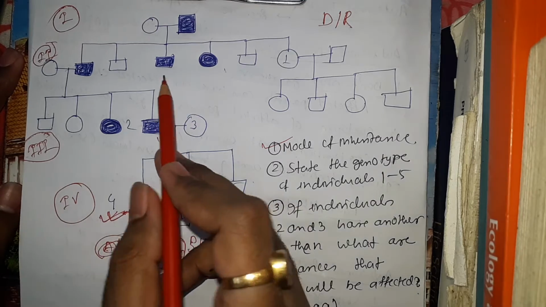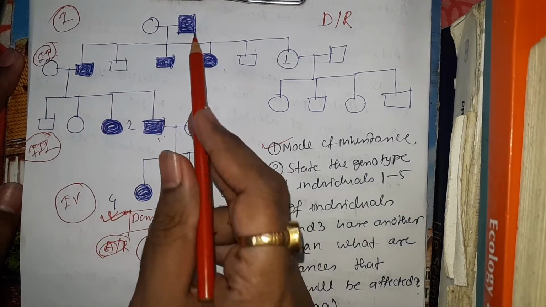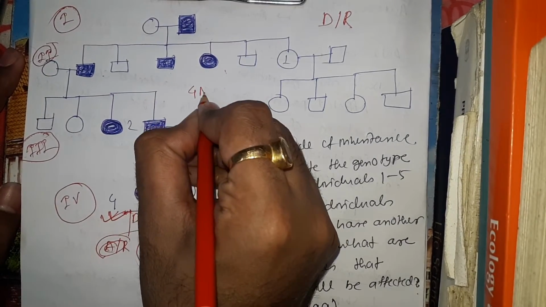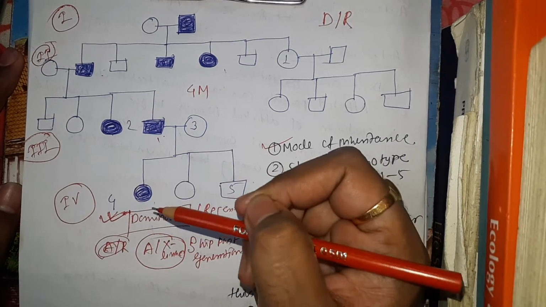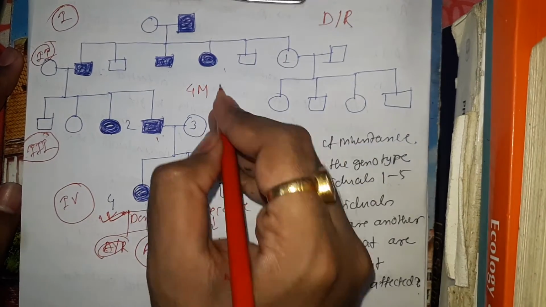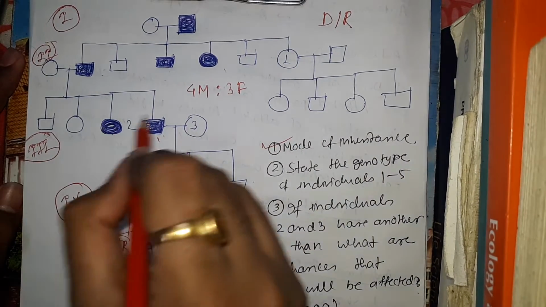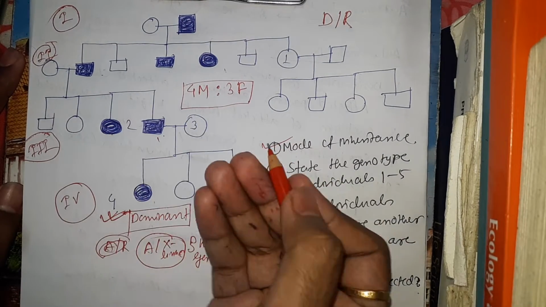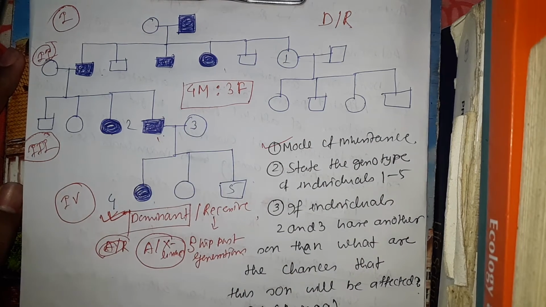So let's see here. Here is a man affected, here is a man affected, here is a man affected, here is a man affected. That means we have 4 men affected, right? So here is a female affected, here is a female affected, here is a female affected. So we have 3 females affected. That means we can conclude more or less that the trait is equally distributed among sexes, right?